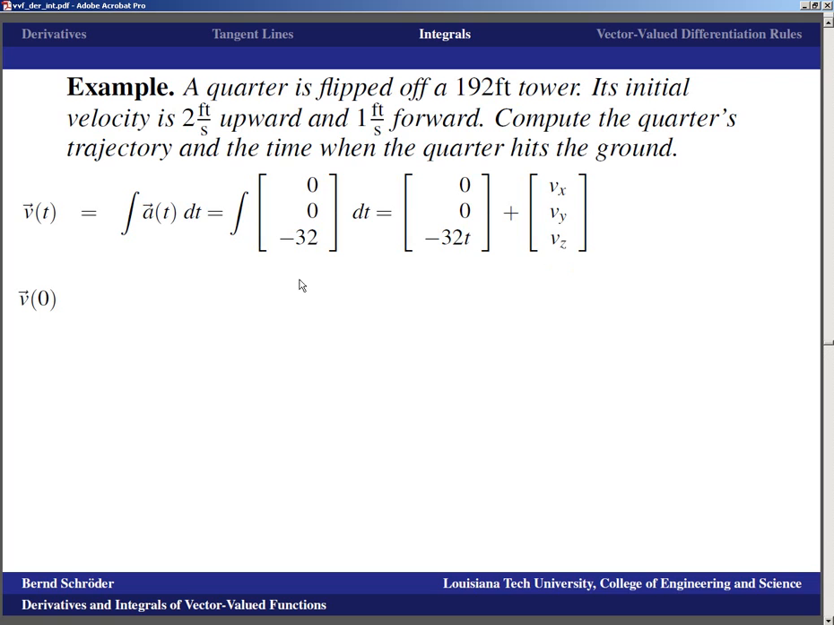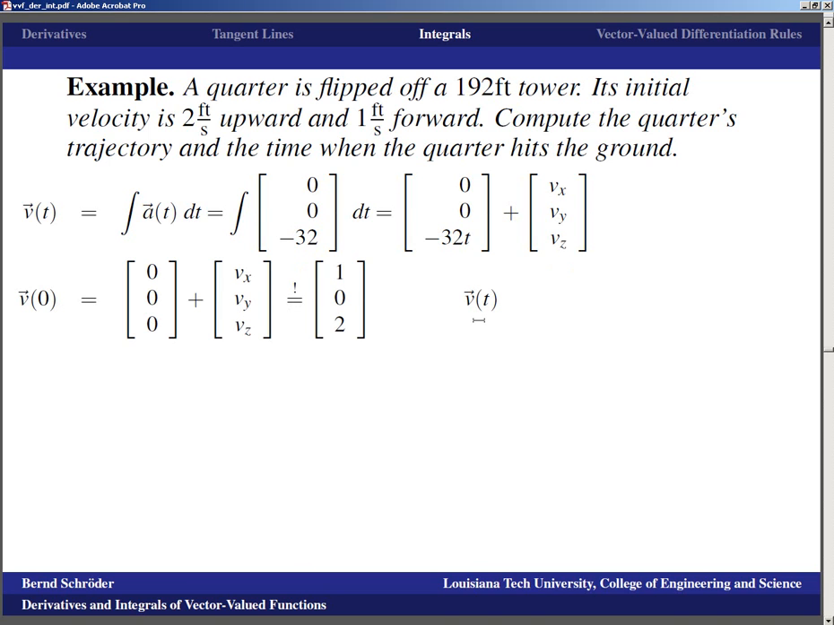What we know about the velocity is that the velocity at 0 is 0, 0, 0 plus vx, vy, vz, and it's supposed to be equal to 1, 0, 2. So here we get very quickly that vx is 1, vy is 0, vz is 2, and that means that the velocity at time t is 0 plus 1, 0 plus 0, and negative 32t plus 2. We integrate that to get the position function.